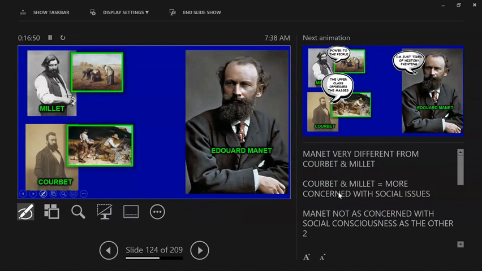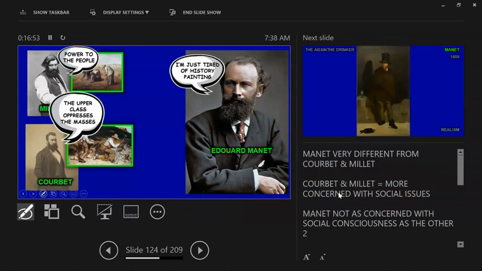And he's a little bit different than Millet and Courbet. Millet and Courbet have a political message in their artworks. They're saying power to the people, and the upper class oppresses the masses and things of that nature. And Manet, he's just like, I'm just tired of history painting. So he's doing kind of his own stuff. There's no real social message in his art, other than a couple things that I'll point out. He does have political opinions, but it's not so much about the strife between the upper and lower class. All right, so Manet is very different from Courbet and Millet.